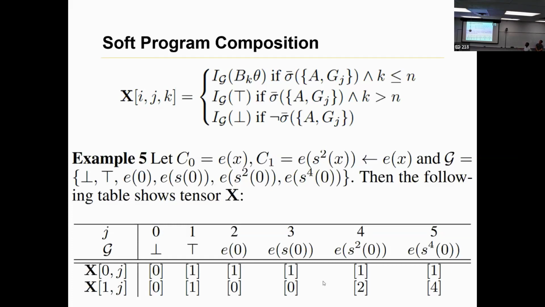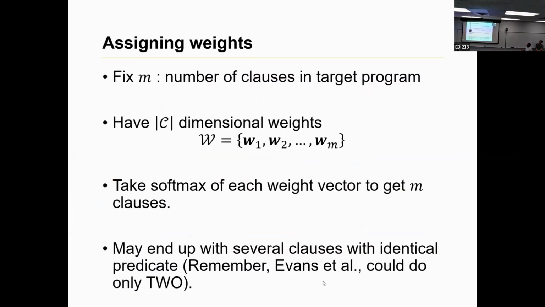That's really the key part of what we're trying to do. So now they say that there will be 6 clauses in the target program. If the number of clauses is m, then we have m weights of 1 for each clause, and each weight is now C dimensional. So essentially, for each clause, we have a component of that weight vector corresponding to each of the promising clauses we had found.